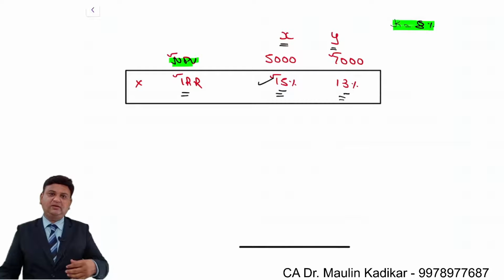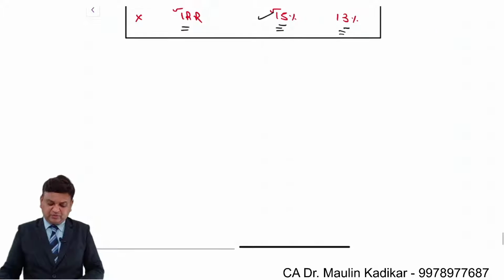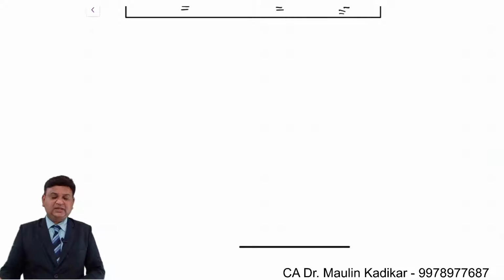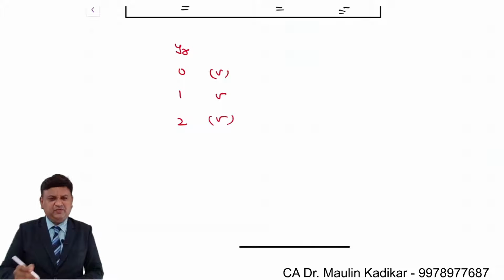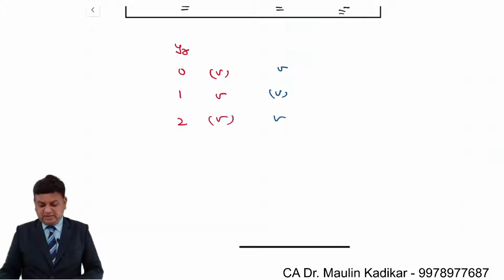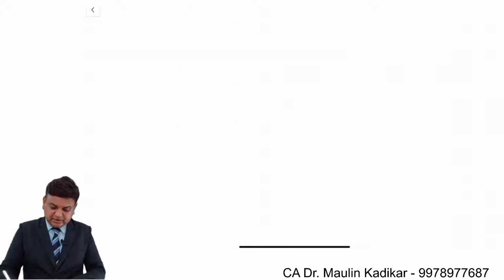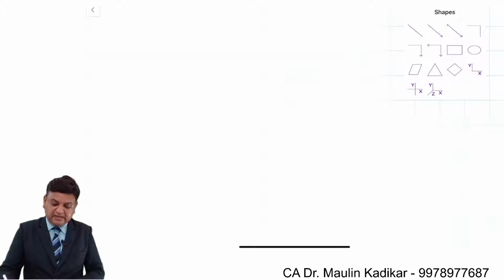Now, one more reason for calculation of the modified IRR is like this. Dear students, very rarely we have an exceptional cash flow series like this: outflow, inflow, outflow. Or very exceptionally a cash flow series like this: inflow, outflow, inflow. Dear students, in this type of situation we have a situation of multiple IRR.